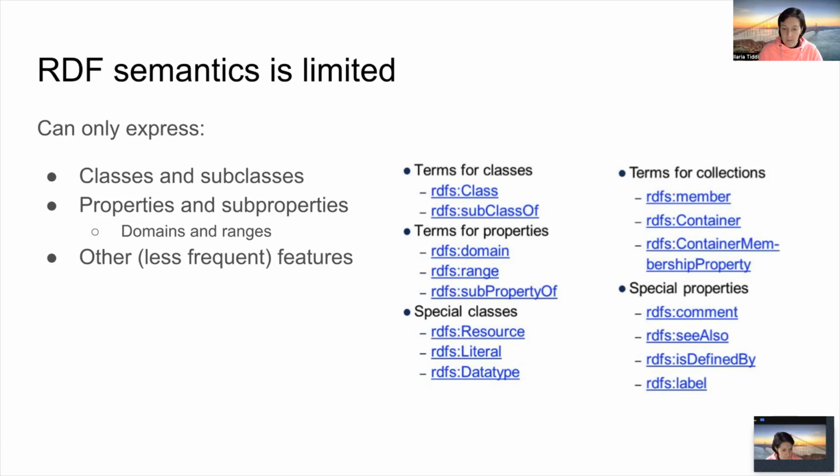We didn't discuss them in depth, but RDFS allows to include special classes like RDFS resource, literals, data type. So it depends whether you're specifying a URI or literal values. There are also some terms that you will see less often, like RDFS member or container, or properties like comment and label, which you might see a bit more often.